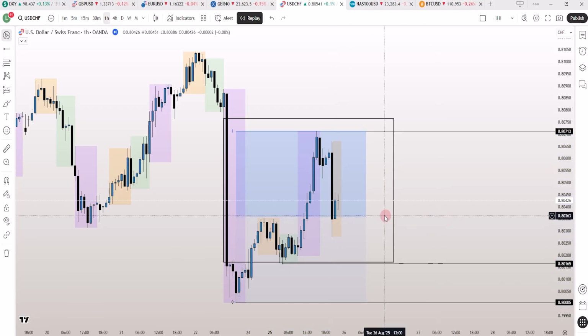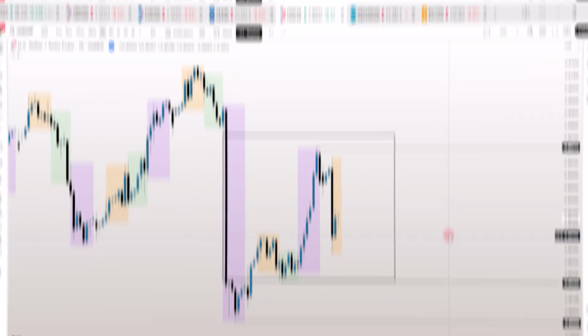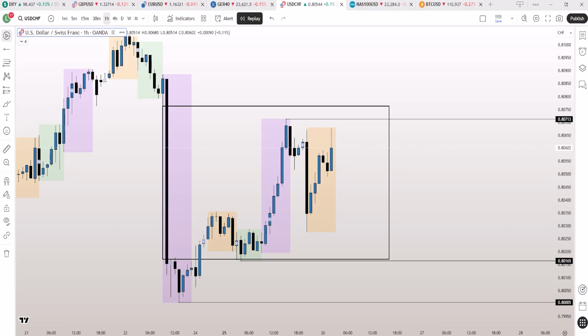The balance is restored. Now we look at where the delivery will go. In London, the scenario intensifies. They remove the liquidity of the Asian range and the local highs of the previous day, the ones we marked in advance. This is the window for a short, but first we need confirmation on the lower time frame.